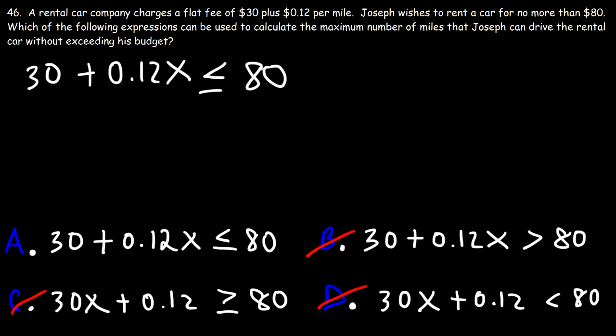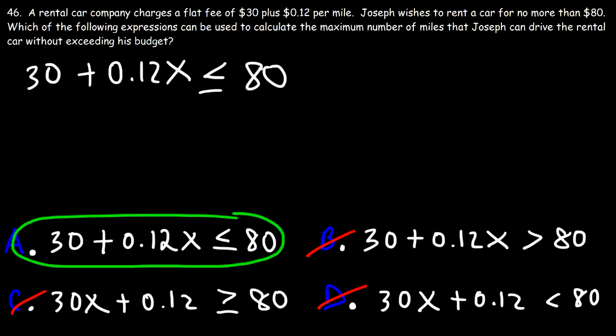So if he only drives it for 1 mile, he's going to pay 12 cents extra. If he drives the car for 2 miles, it's going to be 12 cents times 2, or 24 cents. So answer choice A correctly describes the number of miles that he can drive with a maximum spending limit of $80. So let's actually calculate the maximum number of miles that he can use the car.